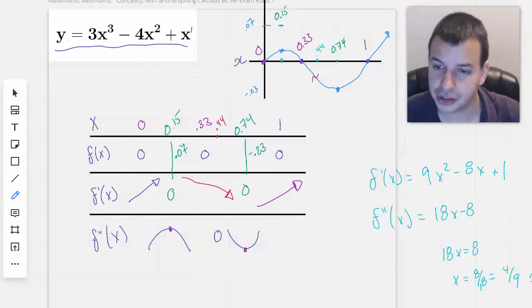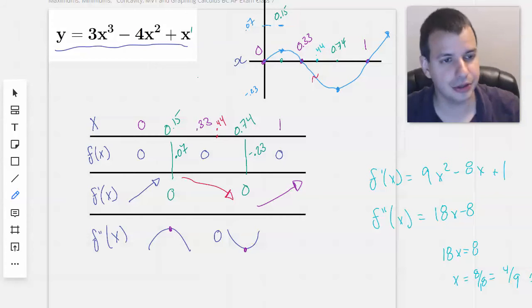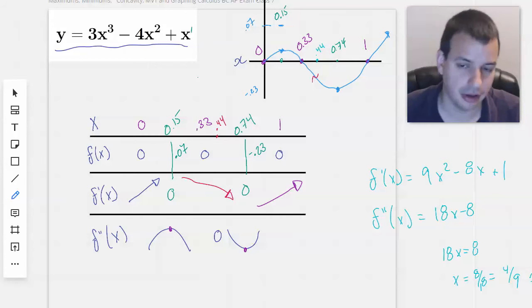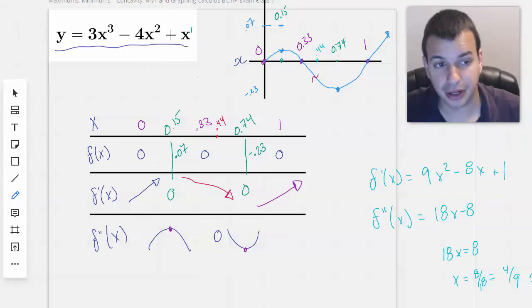And the thought process here is, okay, so how would this appear on an AP exam? What kind of question would be asked? How would I address it?